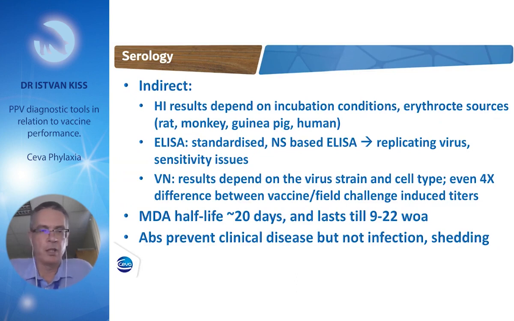There is data that MDA's half-life is 20 days, and it lasts. The range is quite wide. It lasts between 9 to 22 weeks of age. And as it was mentioned before, it's good to highlight that antibodies can prevent clinical disease, but not the infection and shedding.